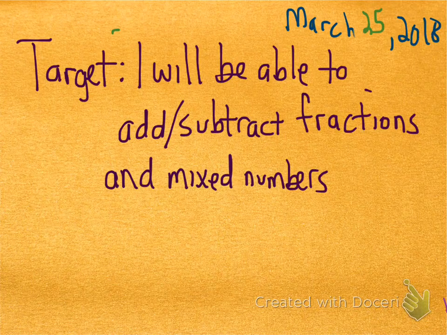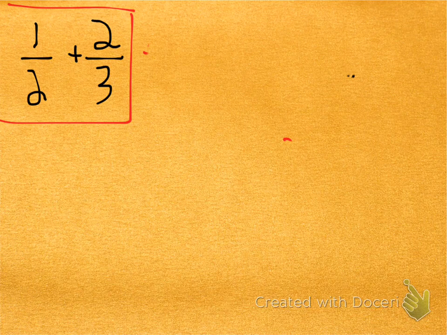Okay, so here we have a target of being able to add or subtract fractions in mixed numbers. And we put add and subtract together because we'll be following the same rules whether it's adding or subtracting. Here's an example of 1/2 plus 2/3, and you may remember from 5th grade that you cannot add these fractions unless their denominators are the same.